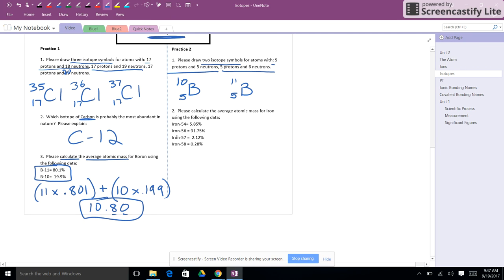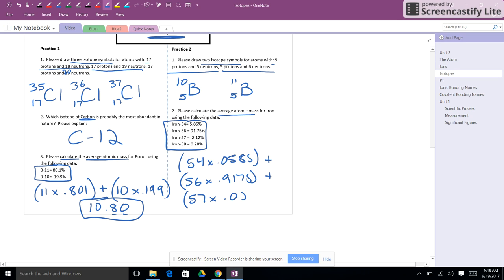Okay, last problem. This one's kind of lengthy again, but if we can do this one, we should be able to do anything. Please calculate the average atomic mass for iron using the following data. So again, we're going to look at each of these mass numbers and multiply these by the percentages we're given. So we would do 54 times 0.0585. We're going to add that to 56 times 0.9175. We're going to add that to 57 times 0.0212. And we're going to add that to 58 times 0.0028.